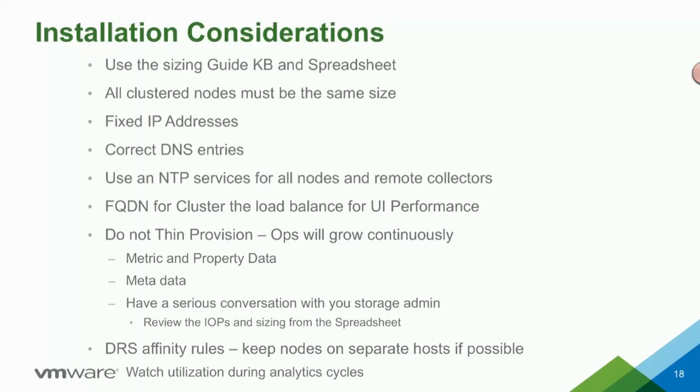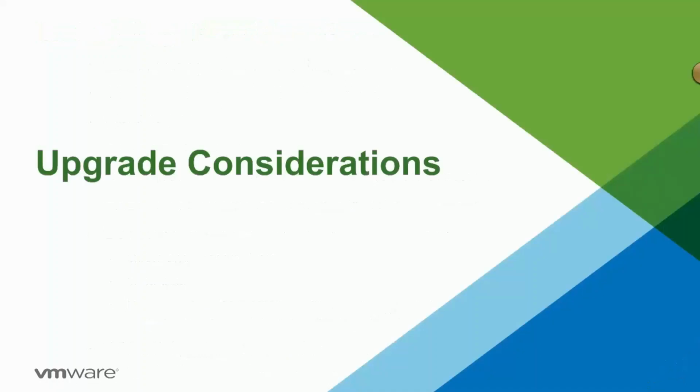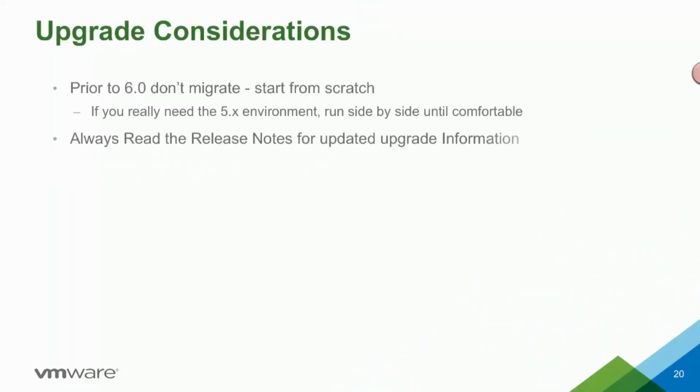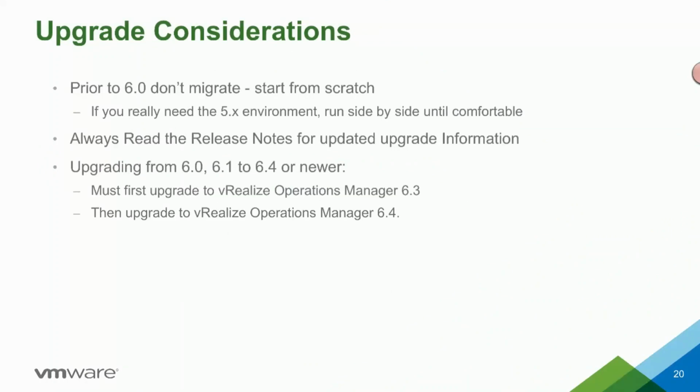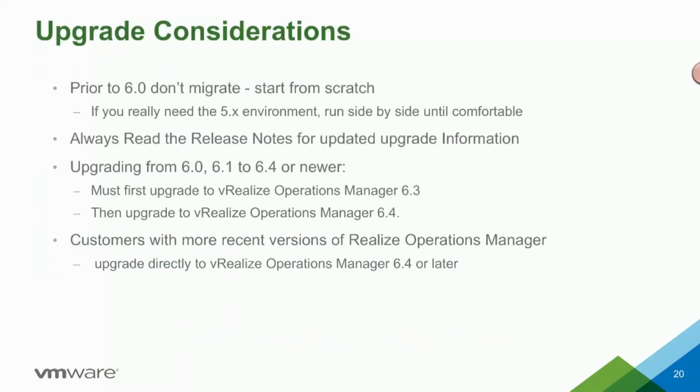So a quick slide about upgrade considerations. If you're moving from an earlier version of 6 to a later version of 6, well, the first thing is if you're prior to 6, don't migrate. 6.0 has been out for this long. Chances are your 5.x environment is either running and has a lot of data in it that it doesn't need, or you weren't really using it in the first place and it's better just to start over. This way you're not bringing any legacy problems forward in the data. So again, best practice, start from scratch if you haven't moved already. If you do need your 5.x environment, run it side by side until you're comfortable with the 6.x installation.